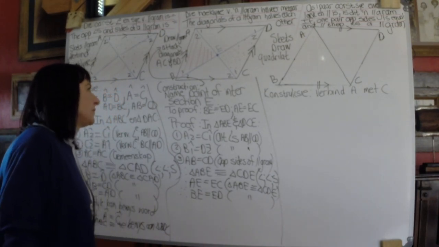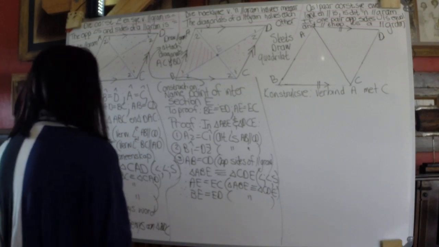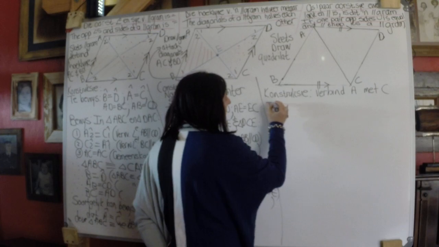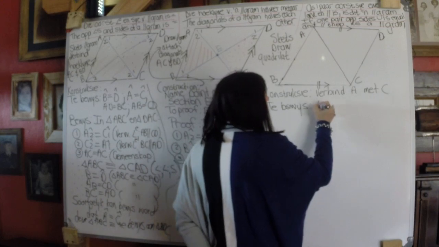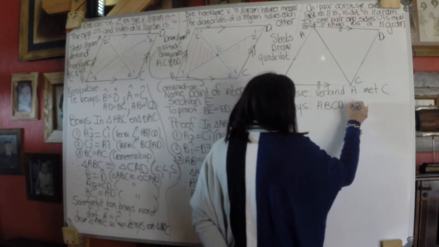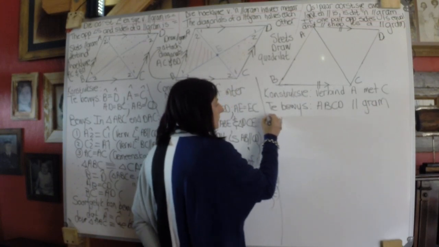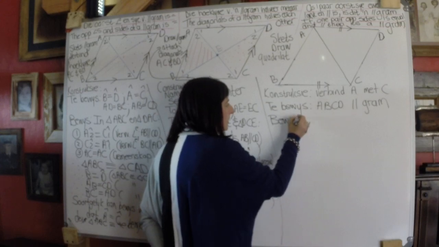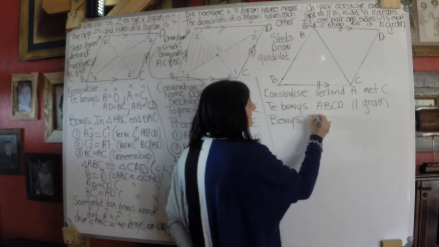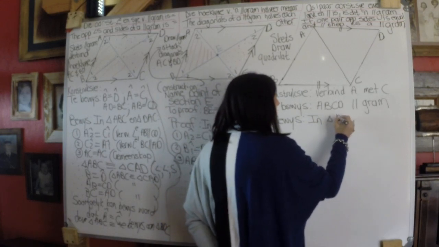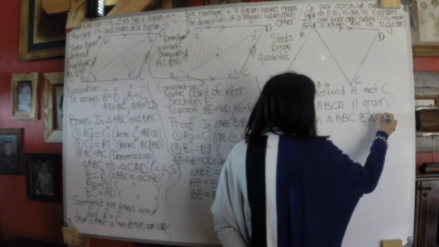Now, we're going to prove this is a parallelogram by again doing congruency. So what do we need to prove? Te bewys: ABCD 'n parallelogram. Good. So now we're going to prove this, the formal proof, and we're going to start. Number 1, in triangle ABC and triangle CAD.